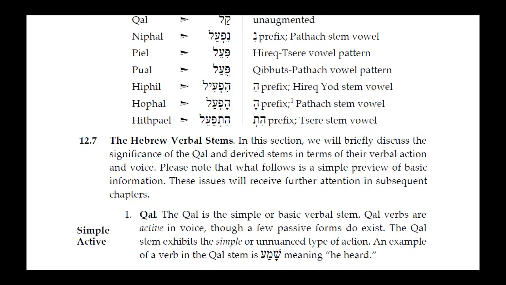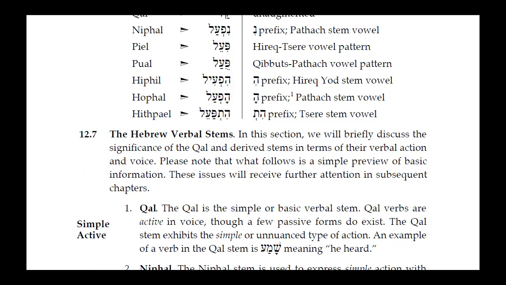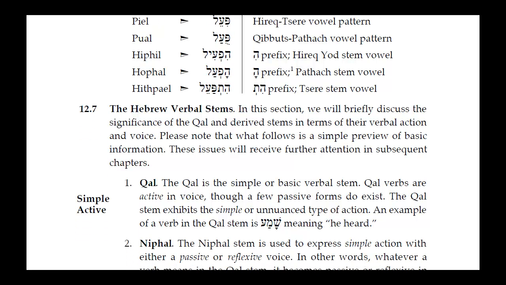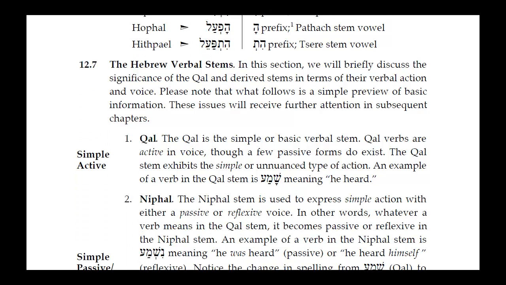All right, let's get into the Hebrew verbal root system. In this section, we're going to briefly discuss the significance of the Qal and derived stems in terms of their verbal action and voice. Please note that what follows is a simple preview of basic information. So we're just going to look at these basic, simple things about the different stems.